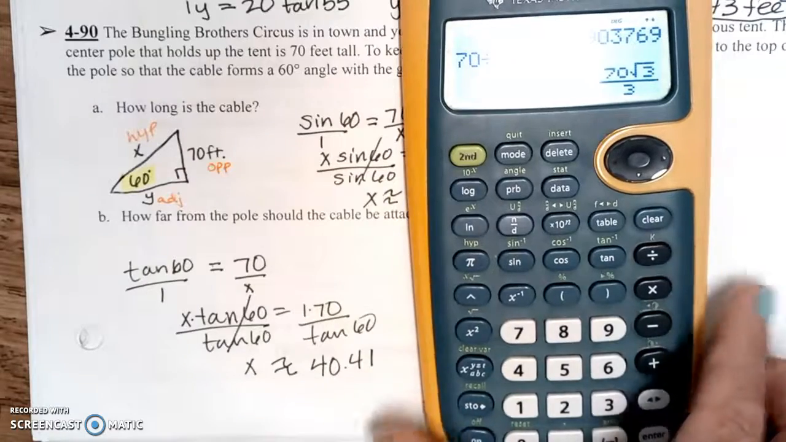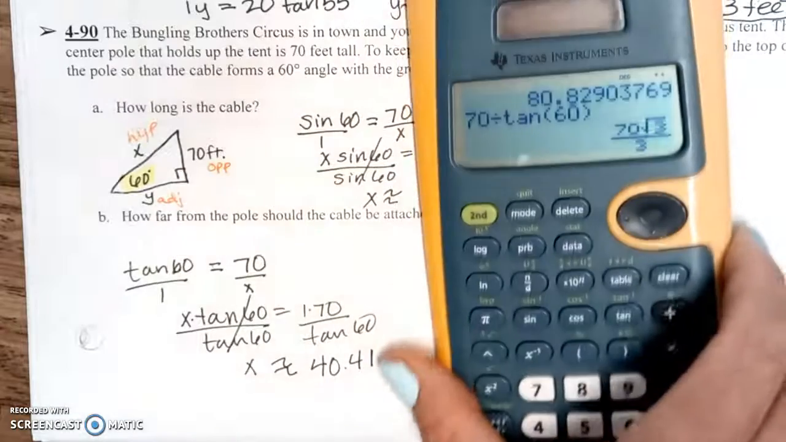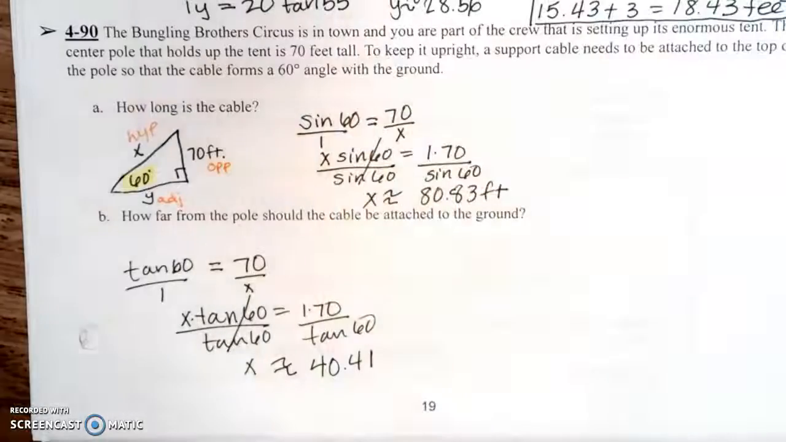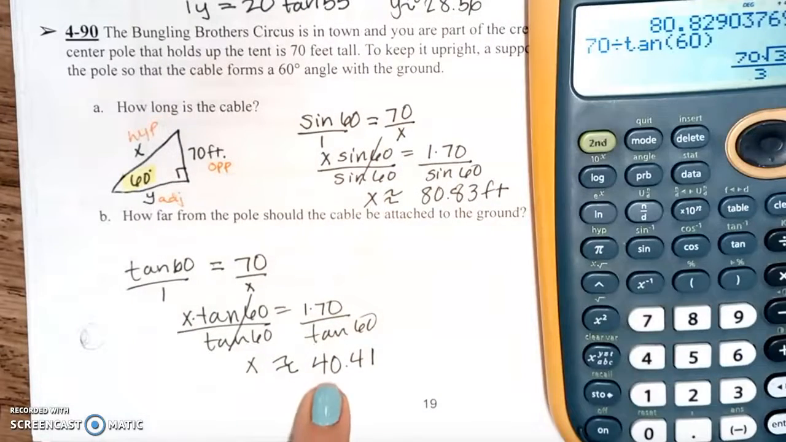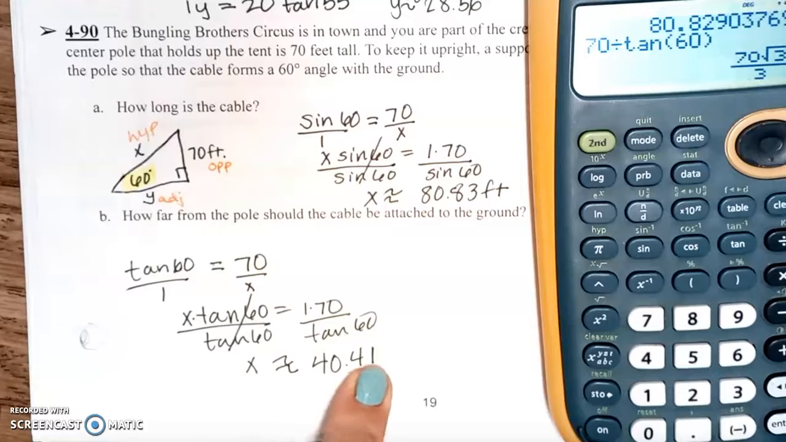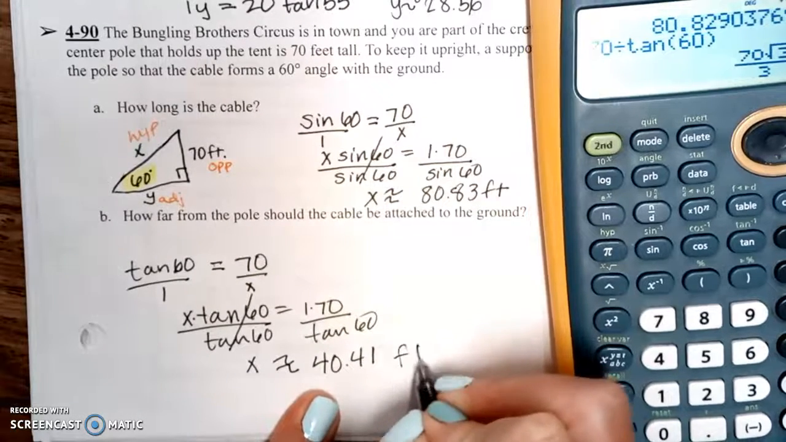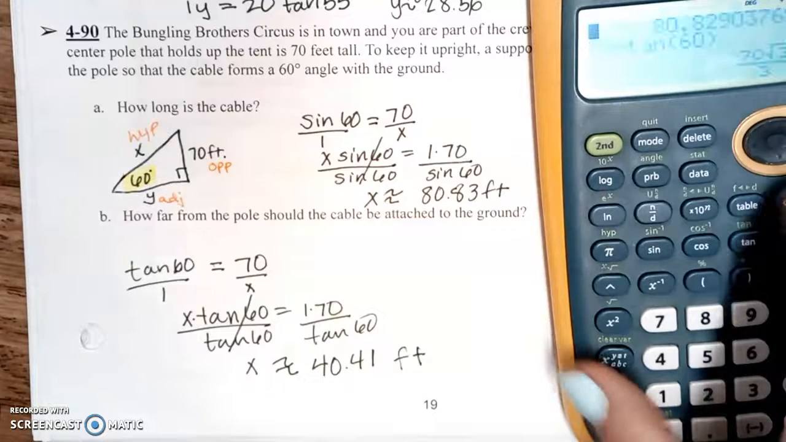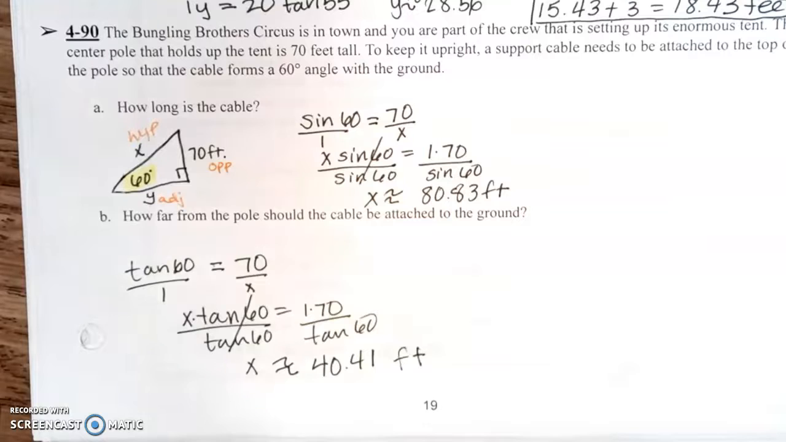Oh, and it didn't give me a decimal. It gave me a radical. Let me see. Okay. Well, as a decimal, it's 40.41. And it ends up being in feet. That's right. Okay. Any questions on part B as in boy? Okay. All right.